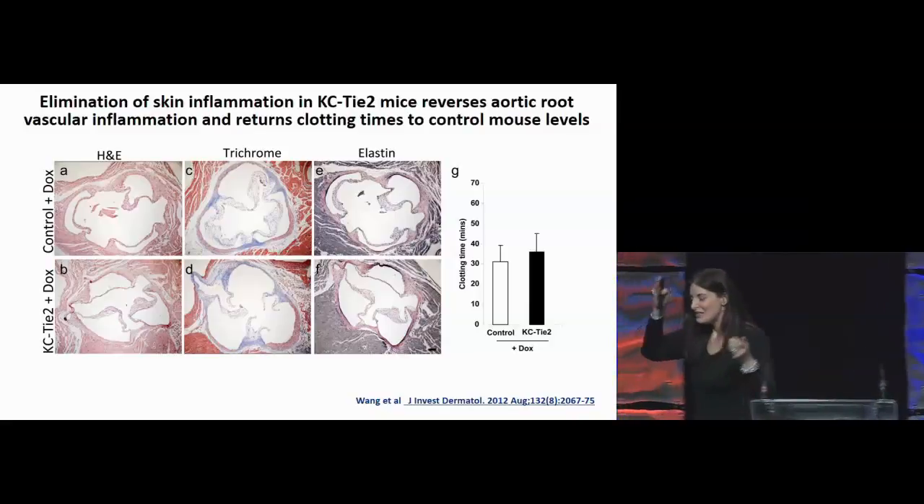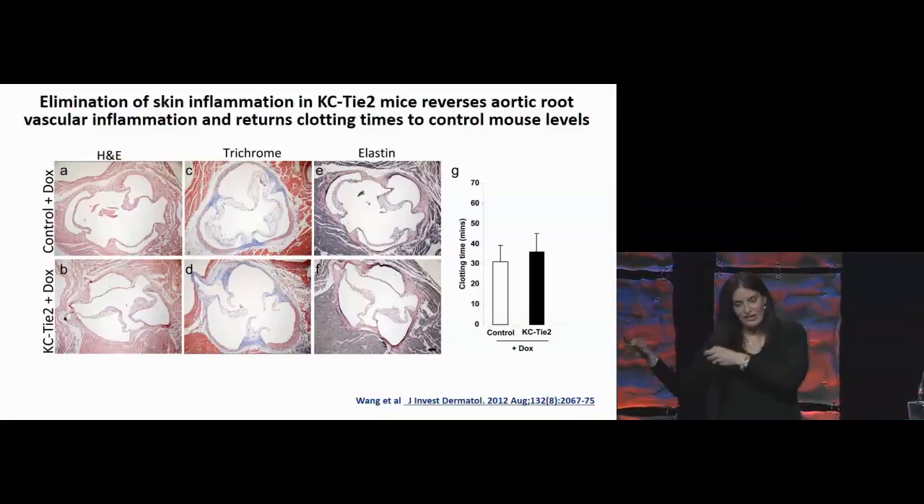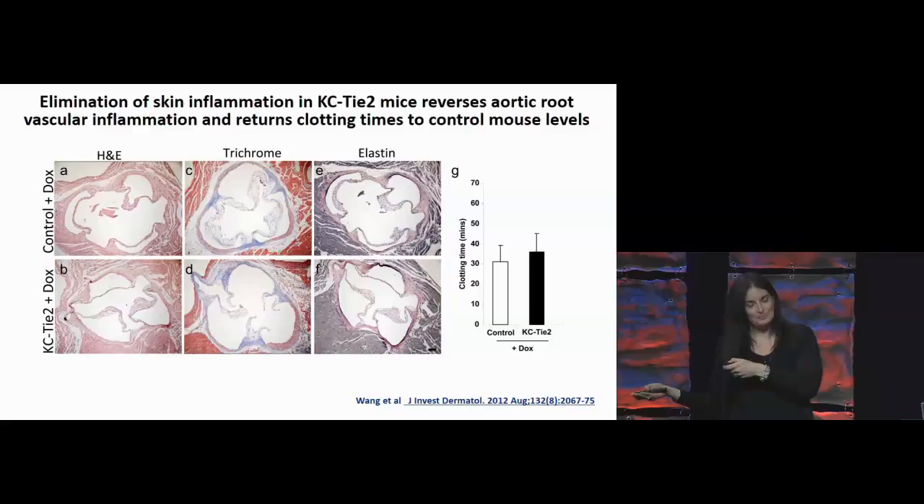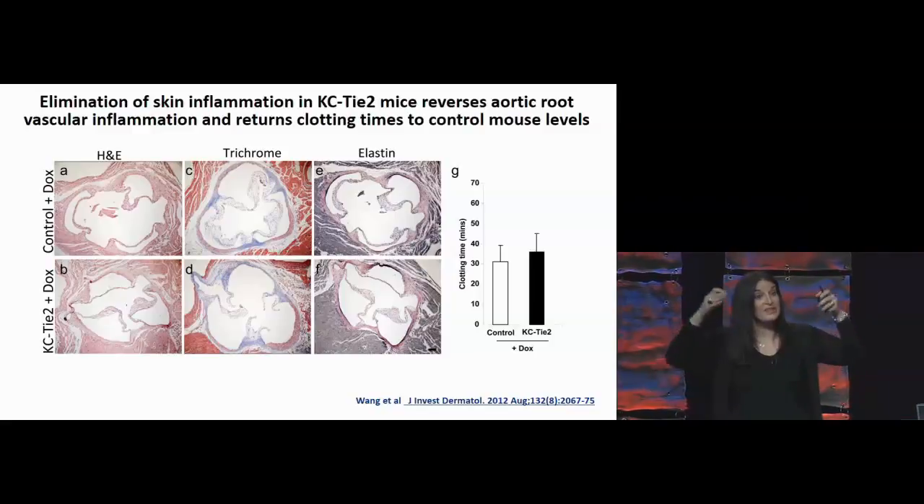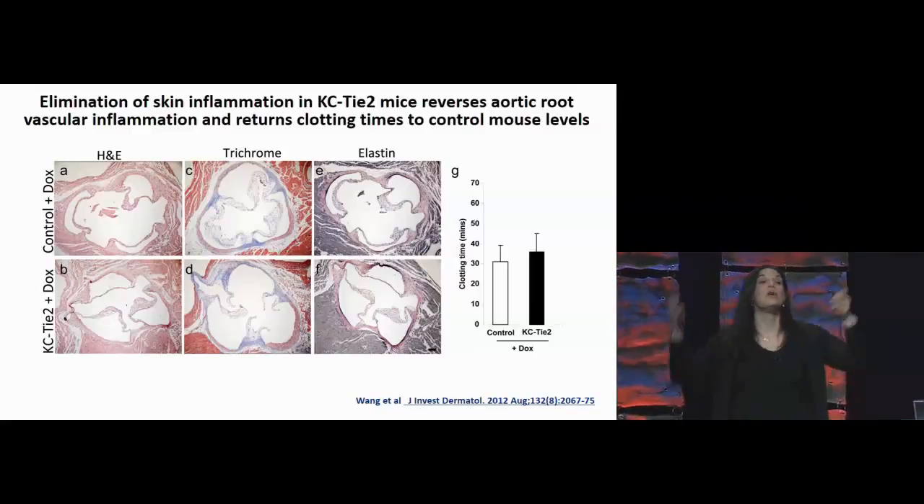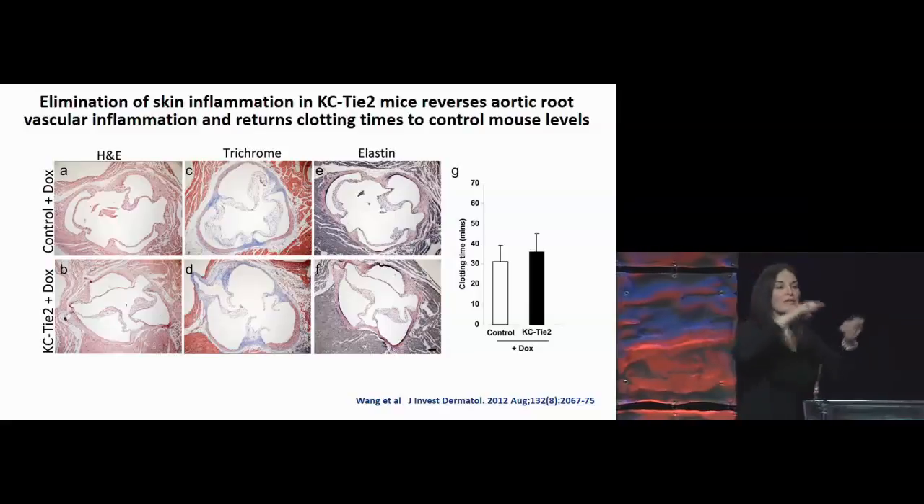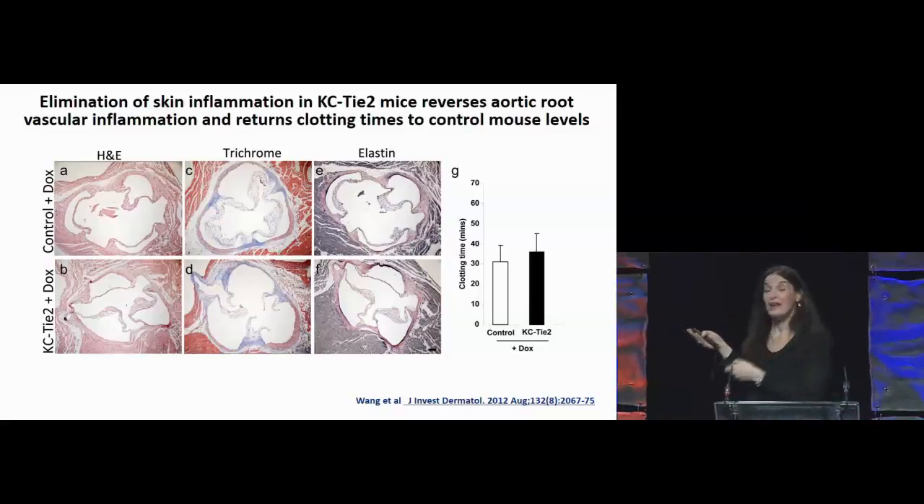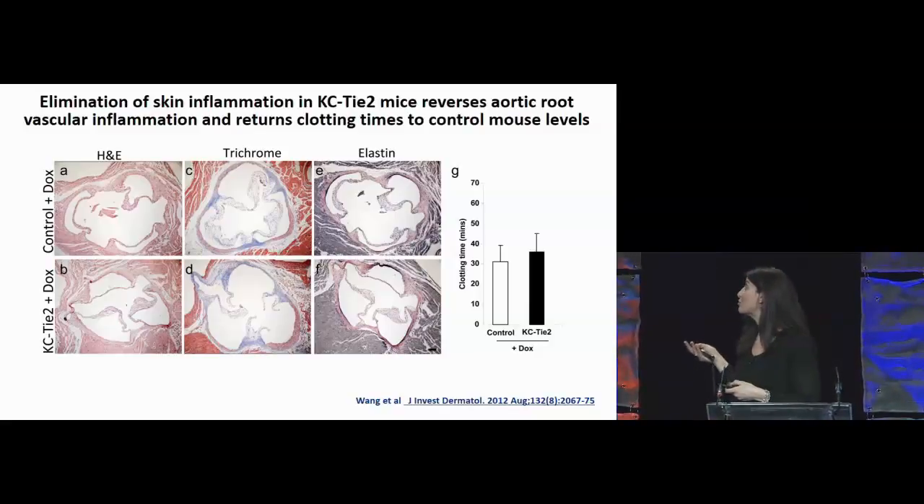This suggested to us that the skin inflammation could cause the cardiovascular comorbidities. And so we turned the gene off. The way we engineered the mice is we can turn the gene off and get rid of the skin disease. And it also got rid of the cardiovascular inflammation in the aorta and brought the clotting times back to control mouse levels.